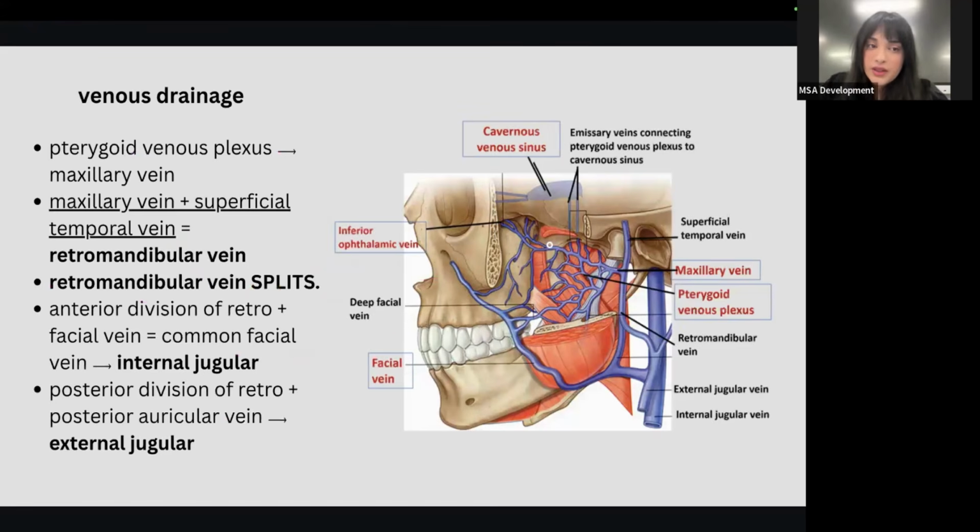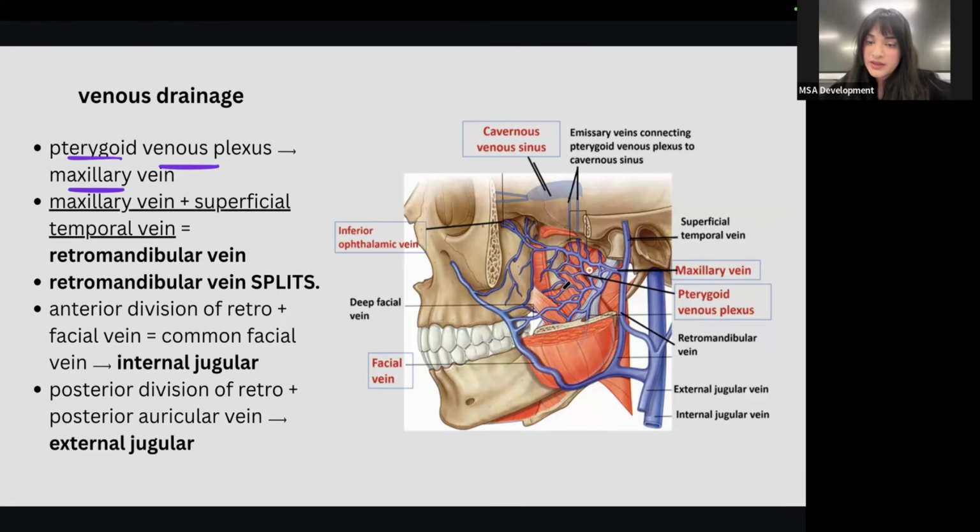Moving on to the venous drainage. Okay, very heavy slide. I should have animated this, low-key. Okay, very easy. Let's focus on the text first. So the pterygoid venous plexus is going to join up and is going to give the maxillary vein.